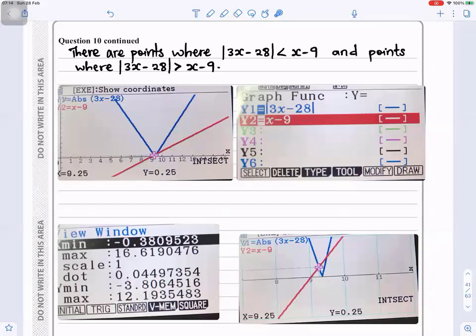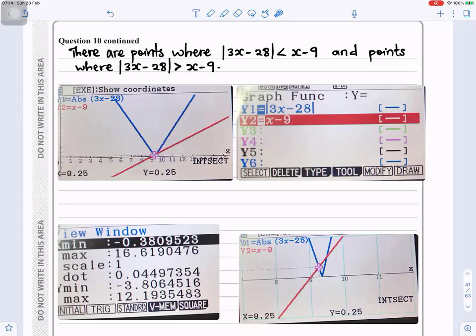And you can also do it on a graph if you are using the graphics calculator. So there are points where 3x minus 28 is less than x minus 9, and points where 3x minus 28 is greater than x minus 9. So 3x minus 28, the absolute value, is the one in blue, and x minus 9 is the one in red. So that's 3x minus 28, and that's x minus 9.